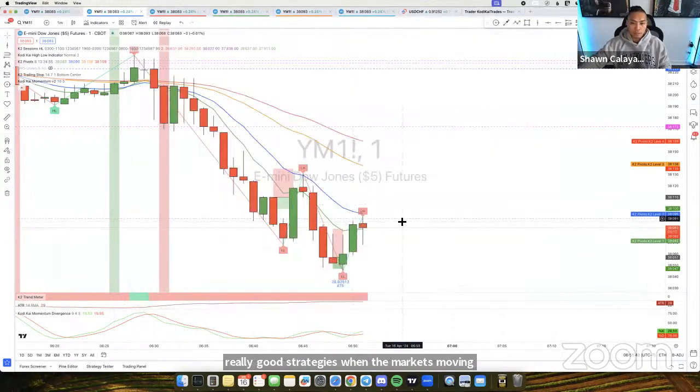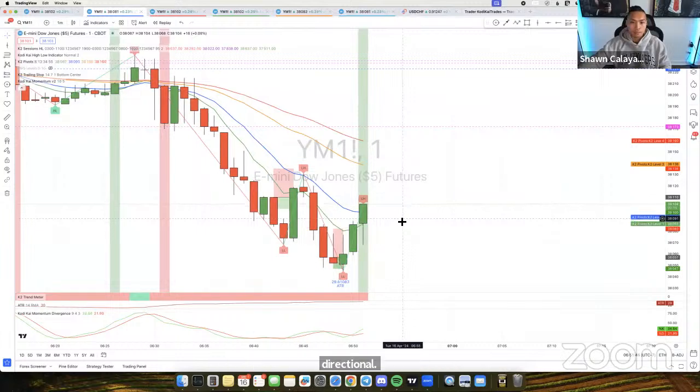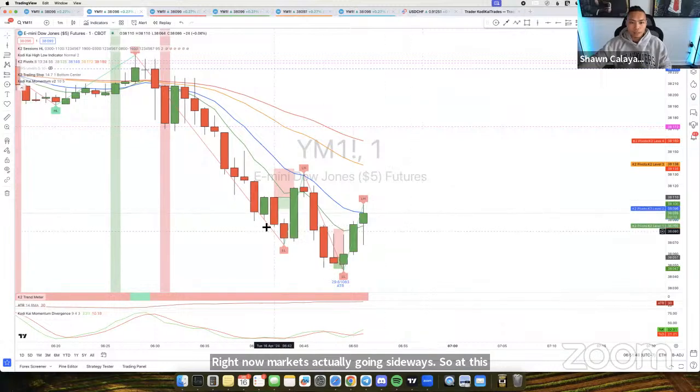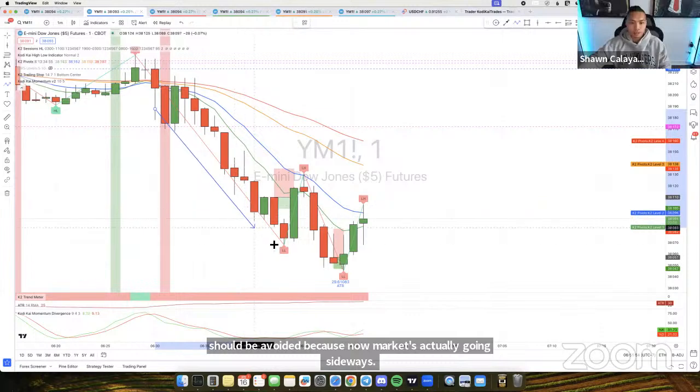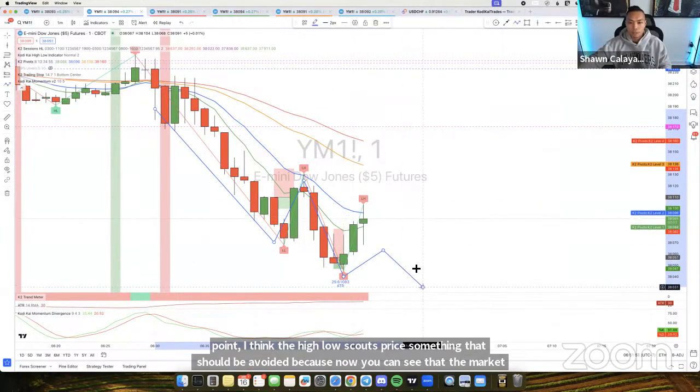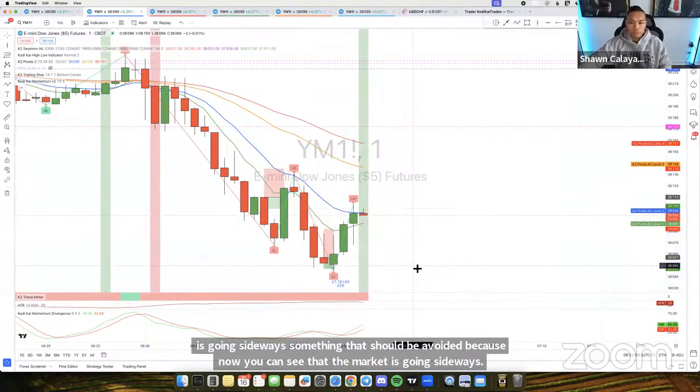Right now, market's actually going sideways. So at this point, I think the high-low scalp is probably something that should be avoided because now you can see that the market is going sideways. Originally, it looked like price was going to continue dropping because you can see the market structure here. Price came down, retraced, broke structure, and then if it continued to drop lower, then okay, great. Price would continue moving in that direction, right?